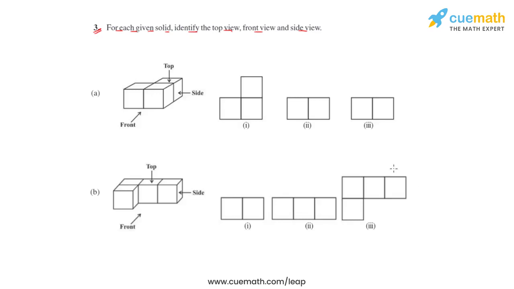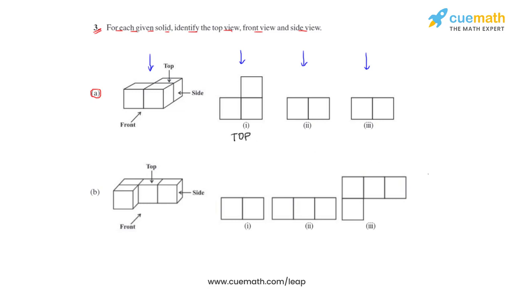We see here that in the first figure, the three views of the solids are already marked, and we'll have to identify which of the views are these. So basically, when we see the top view of the solid, we observe that there are three square boxes. So based on this observation, we can say that the first figure is definitely the top view of the given solid.